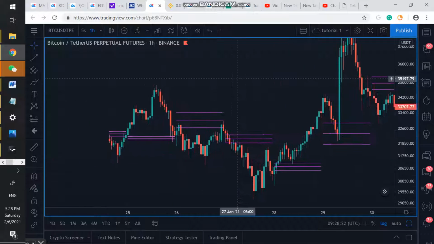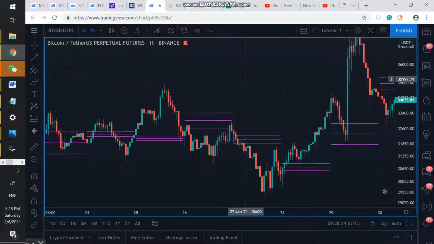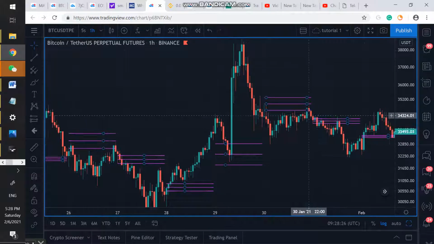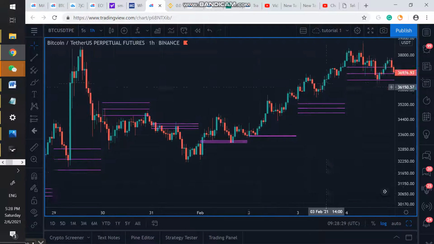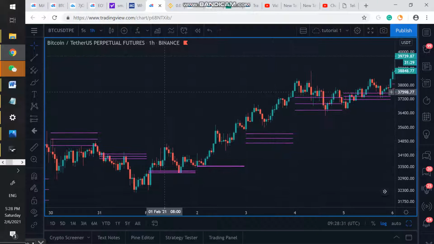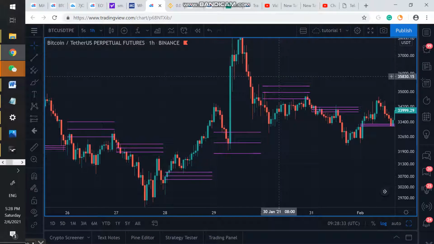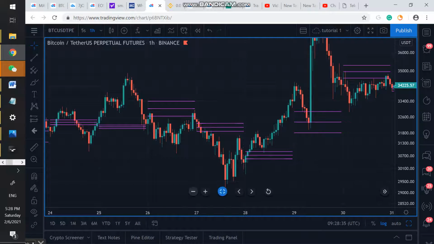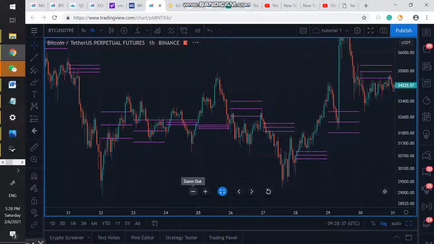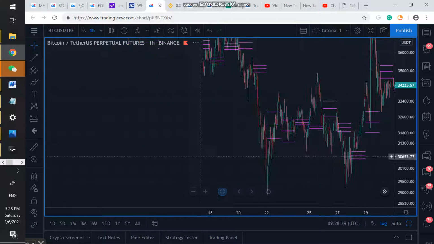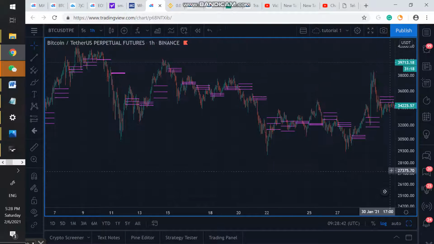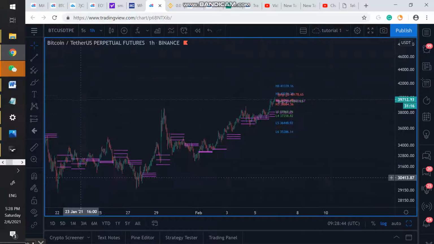But aside from that, the Camarilla pivot range is a very useful thing for many other reasons, besides having that magnet to trade to or to know where to buy and where to sell at. It is a trend following indicator. Yes, just like your moving averages, whatever you use. This can be the same.